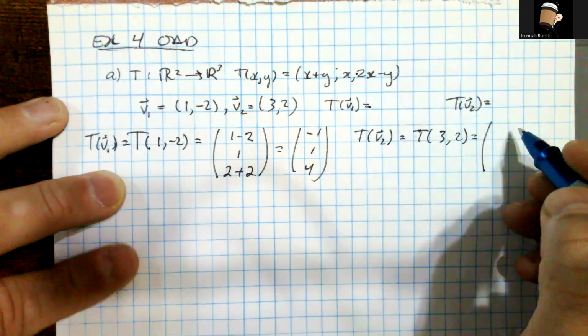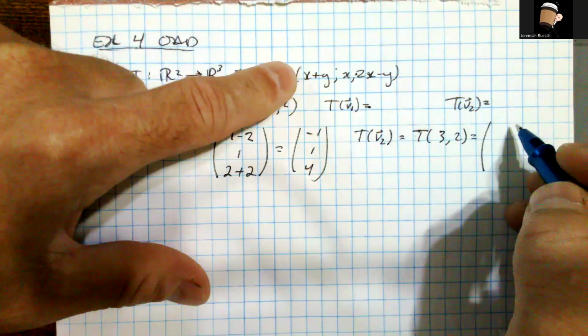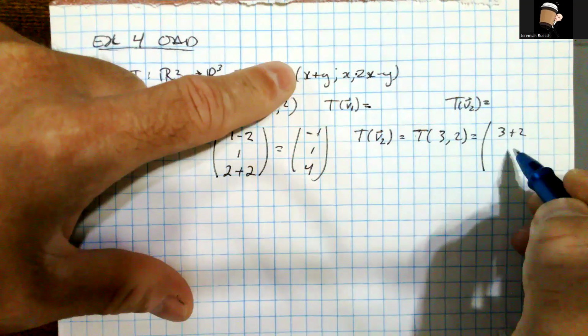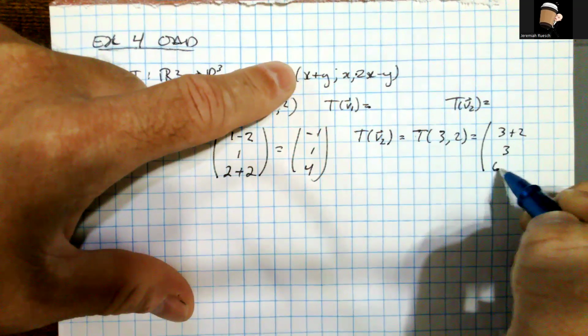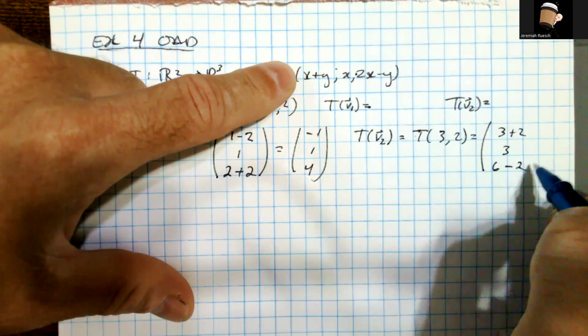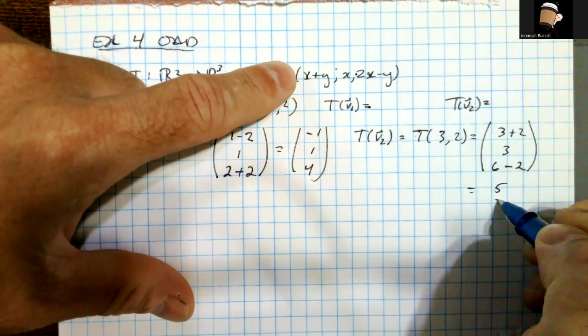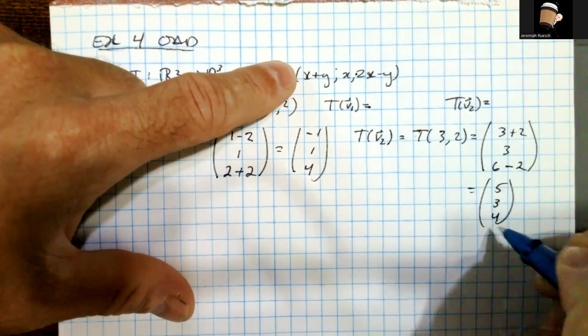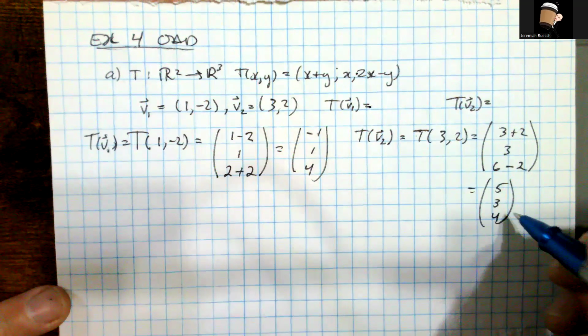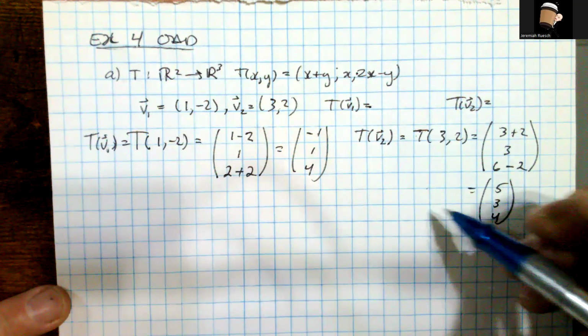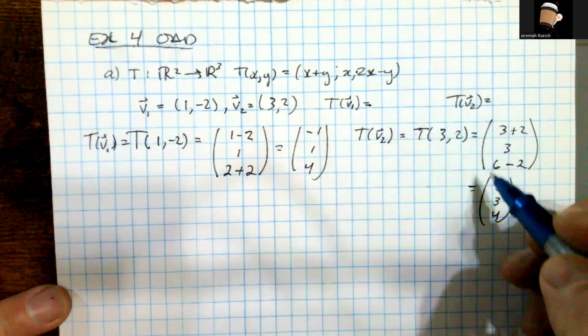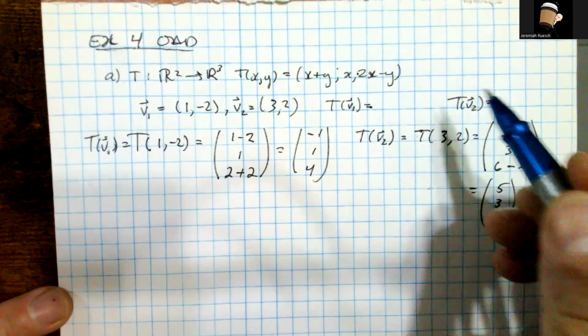And so it's going to give us 3 plus 2, 3, and 6 minus 2. Okay, so that's going to be 5, 3, and 4. And it'll be the transformation then of our vector v2, which is (3, 2). It gets transformed to the vector (5, 3, 4) under this transformation.